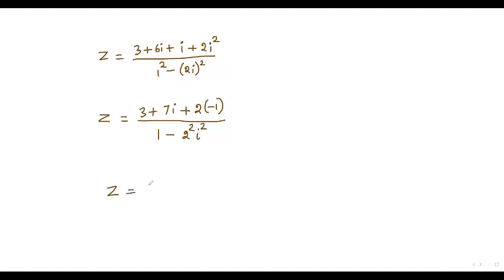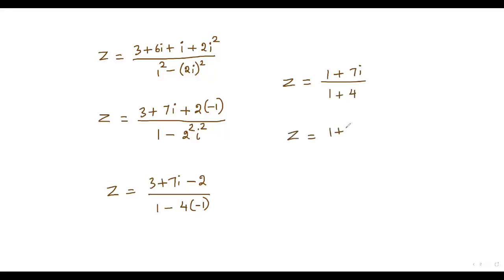So z is equal to 3 + 7i, positive times negative becomes negative 2, over 1 - ... The value of 2 squared is 4. The value of i squared is -1. So z is equal to, we can combine 3 and -2, which gives 1 + 7i over 1, negative times negative becomes positive, 4 times 1 is 4. So z is equal to (1 + 7i) over 5.